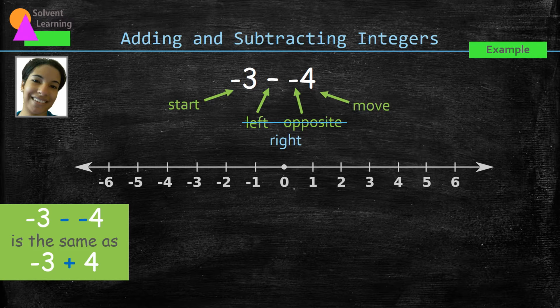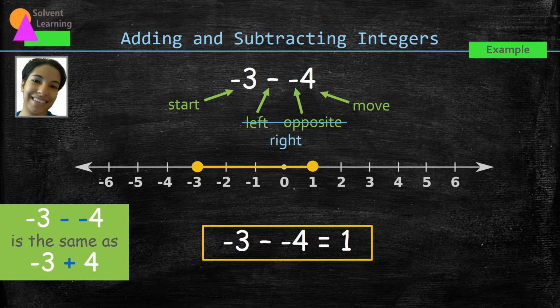Okay. All right, so let's see what our solution would be. We start at -3, and then we're going to move 4 units to the right. 1, 2, 3, 4, and we end up at +1. And that's our final answer. -3 minus -4 is equal to +1.